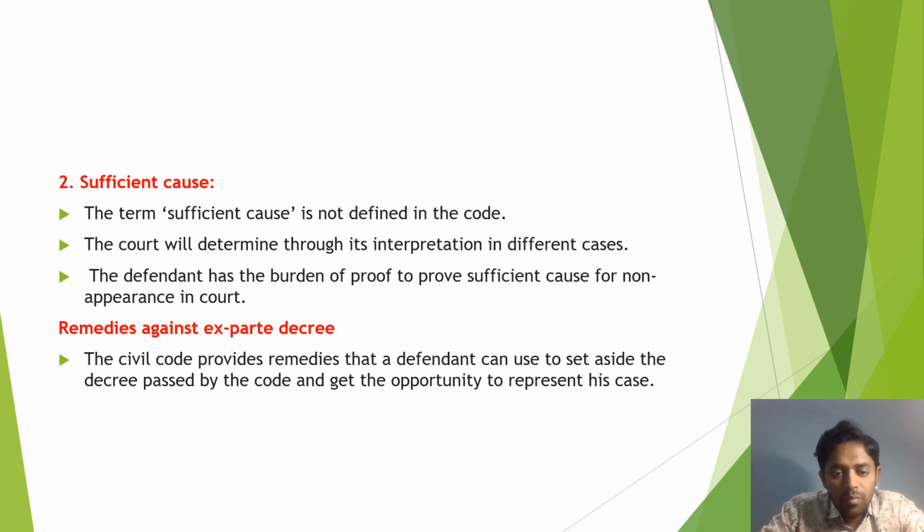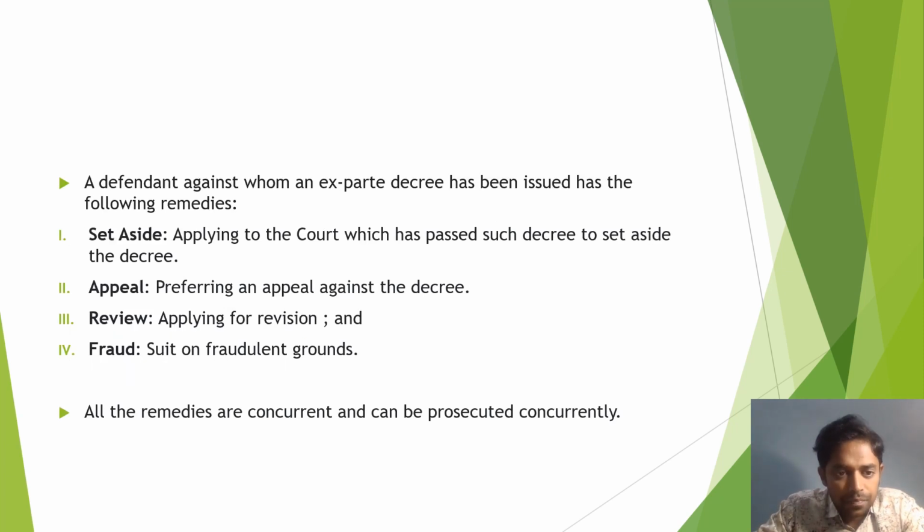The Civil Code provides remedies that a defendant can use to set aside the decree passed by the court and get the opportunity to represent his case. A defendant against whom the ex parte decree has been issued has the following remedies: set aside, applying to the court which has passed such decree to set aside the decree; appeal, preferring an appeal against the decree; review, applying for revision; and fraud, a suit on fraudulent grounds. All the remedies are concurrent and can be prosecuted concurrently.